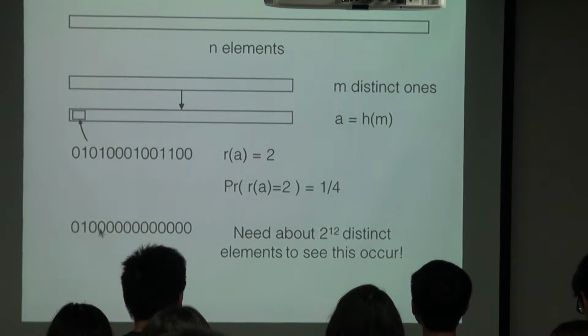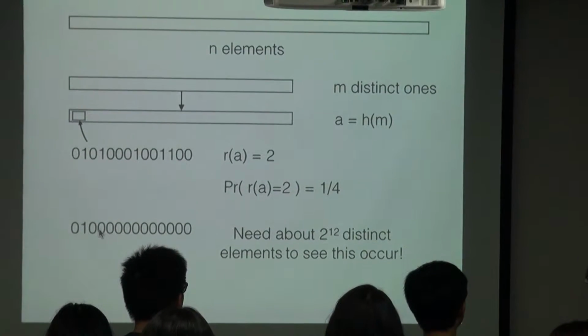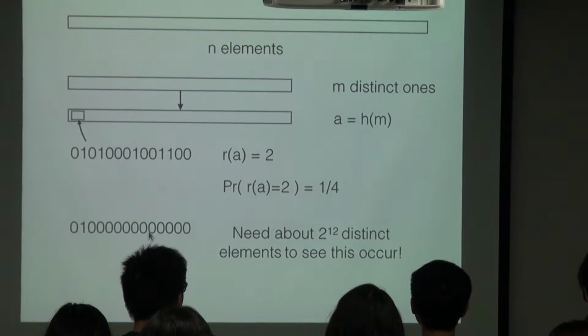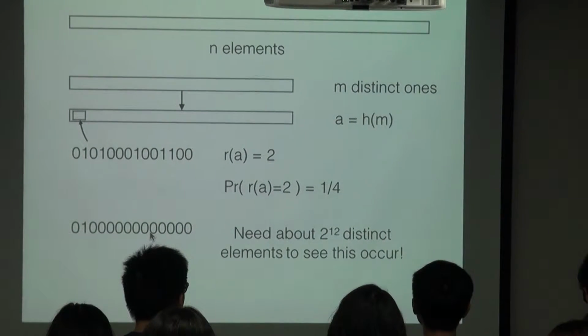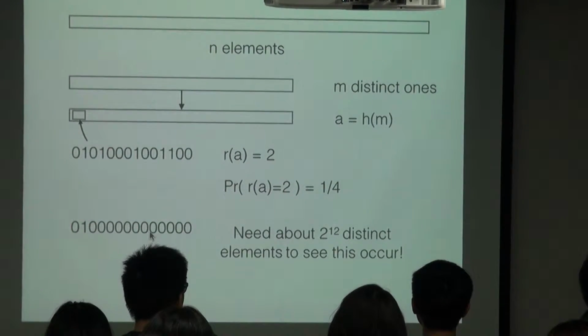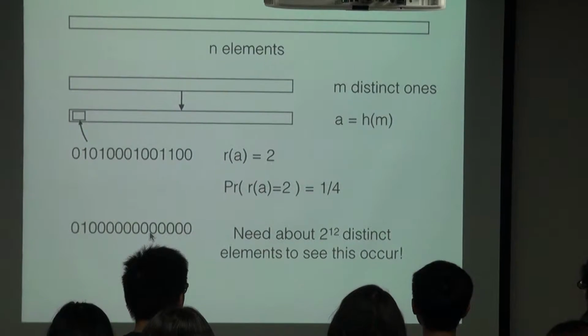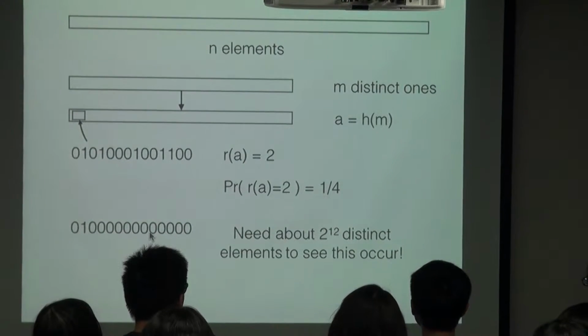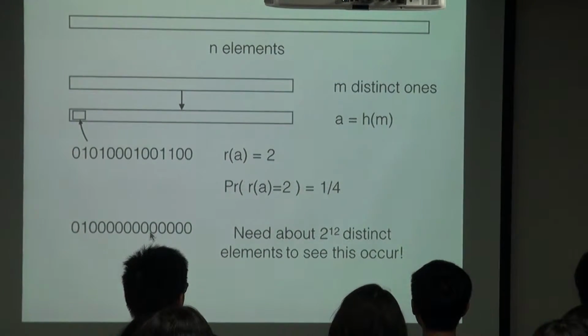If I have a lot of zeros following a 1, then the probability of this happening has to be like 1 over 2 to the power of n. So I actually need about 2 to the power of n distinct elements to have been inserted for this to occur. That is the actual idea of HyperLogLog.